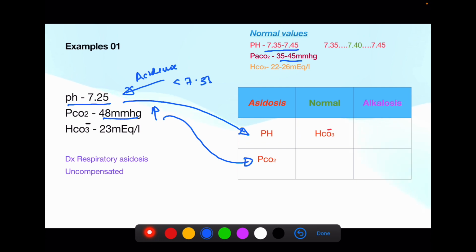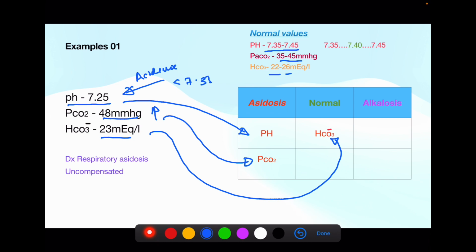Then we'll go for the bicarbonate. What happened to bicarbonate? Bicarbonate is 23. You know our normal value of bicarbonate is 22 to 26. It means bicarbonate is in the normal range. Then you have to put that bicarbonate into the normal column. Now you have almost got your diagnosis.